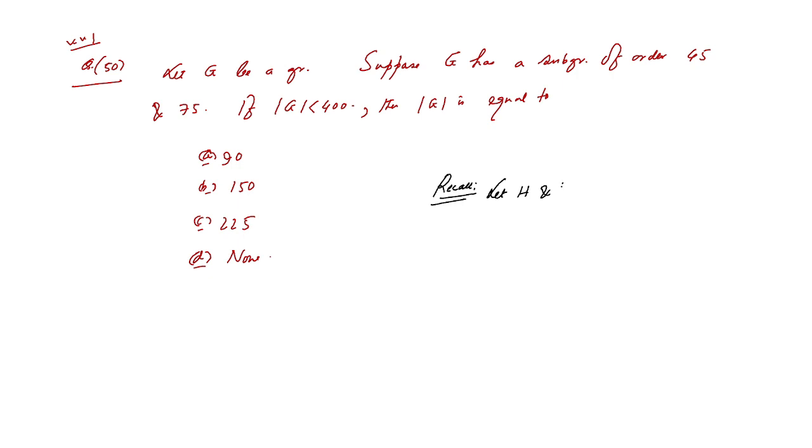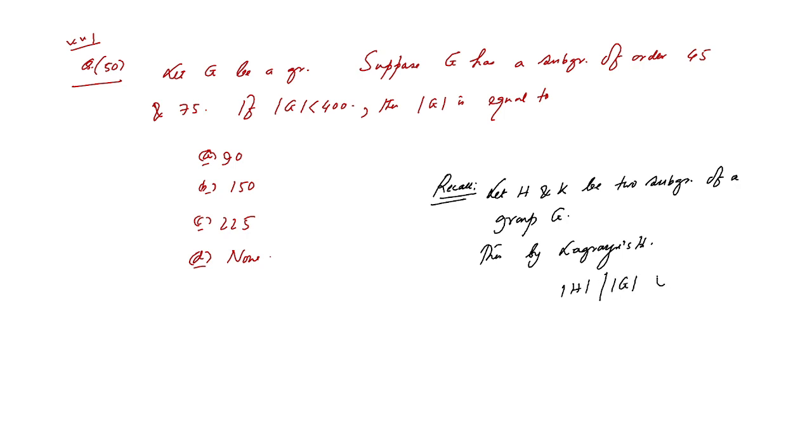Let H and K be two subgroups of a group G. Then by Lagrange's theorem, the order of H divides the order of G, and the order of K also divides the order of G, because they are subgroups. And from that we can easily say that the LCM of the order of H and the order of K must divide the order of G. Okay. So now we just use this result.